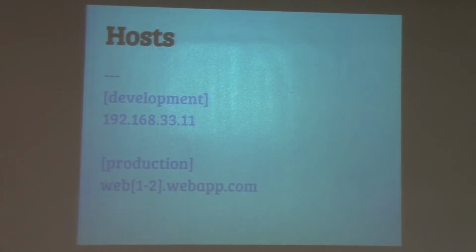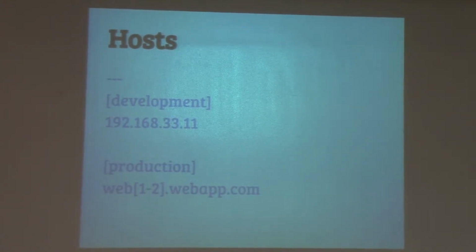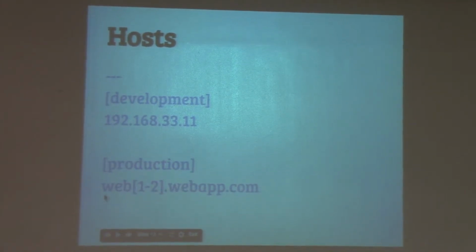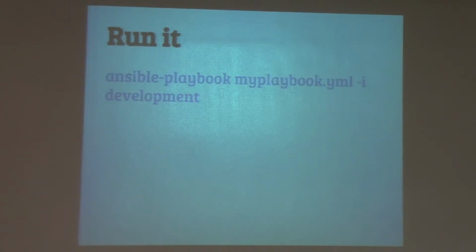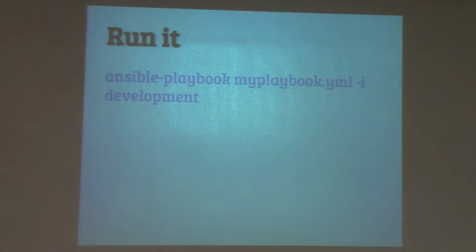I want to target the development group, and you can list multiple hosts also for production. If you have web1.webapp.com and web2.webapp.com, you can. There's code like that. It can get fancier, but this is just a simple part. And this is how you run it. You run it from the command line.